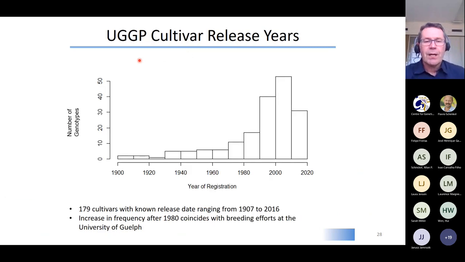So in terms of the makeup of the panel, the fewest number of panel members were from the early 1900s, and then a few of those ancestral progenitor lines were included from the 1940s, 60s, and in the 1980s, that's when the Guelph program ramped up the breeding and cultivar development, and that's when you see a spike in or increase in numbers of cultivars that were developed afterwards.